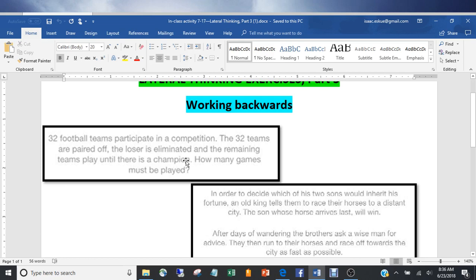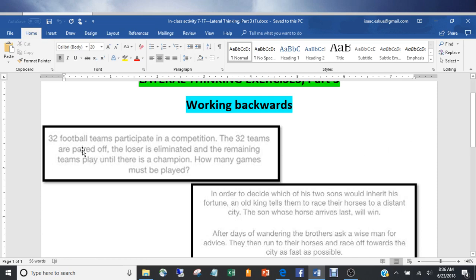The thing that makes this problem quite simple is the fact that it's single elimination. The loser is eliminated from each game, and the teams play one against one, so that makes it nice. And the remaining teams play until there's a champion. So if you think about these 32 teams, where do they end up at the end of this process? Well, there's just one champion, so there must be 32 minus 1 losers, teams that have lost. So we have 31 losers and 1 winner. You might say, okay, I kind of knew that, no big deal. But here's the thing. If there's 31 losers, how often does someone lose a game?